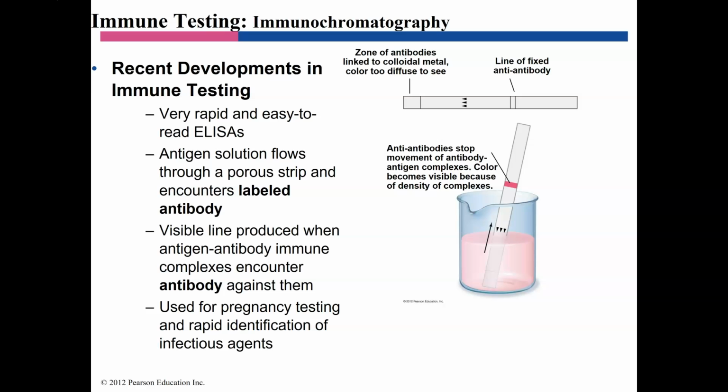If you look at the top, you have a strip that's labeled, and what you have in this area are antibodies to antigens. And they're labeled with a colored molecule. The label's called colloidal metal, but that's just a colored molecule. The color is too diffuse in this area to be noticeable. But later, up on the strip, you have fixed antibody to the antigen. One will be a control line and one will be the test line.